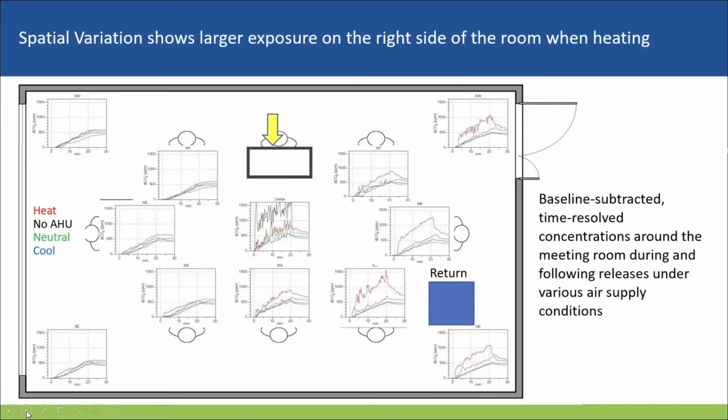With cooling and neutral airflow, the tracer quickly mixes and there are no hot spots, as seen in the black, blue, and green lines in the figure. And with the heated air, the stratification subsequently caused higher exposure at all the locations on the right side of the room, shown by the red line, meaning all the exposures on the right side of the room were higher due to the stratification, because the return is on the right side. Next slide, please.